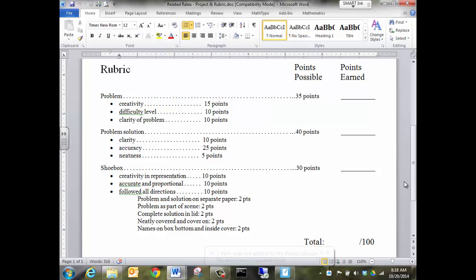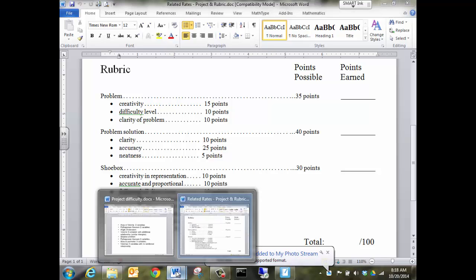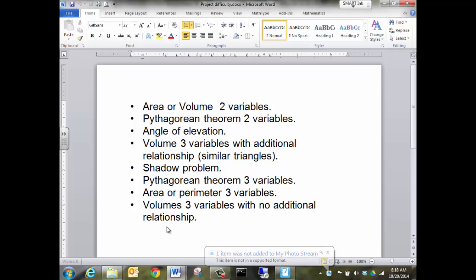Difficulty level, I expect you to have some questions about what do you mean by difficulty level? Funny you should ask. This is what I mean by difficulty level. These are what I consider easy problems. These are what I would consider the more challenging problems. So if you draw a circle, if you drop a pebble into a pond and the ripples go out from there, don't expect to be graded high on difficulty level, okay? Because that's not a difficult problem.